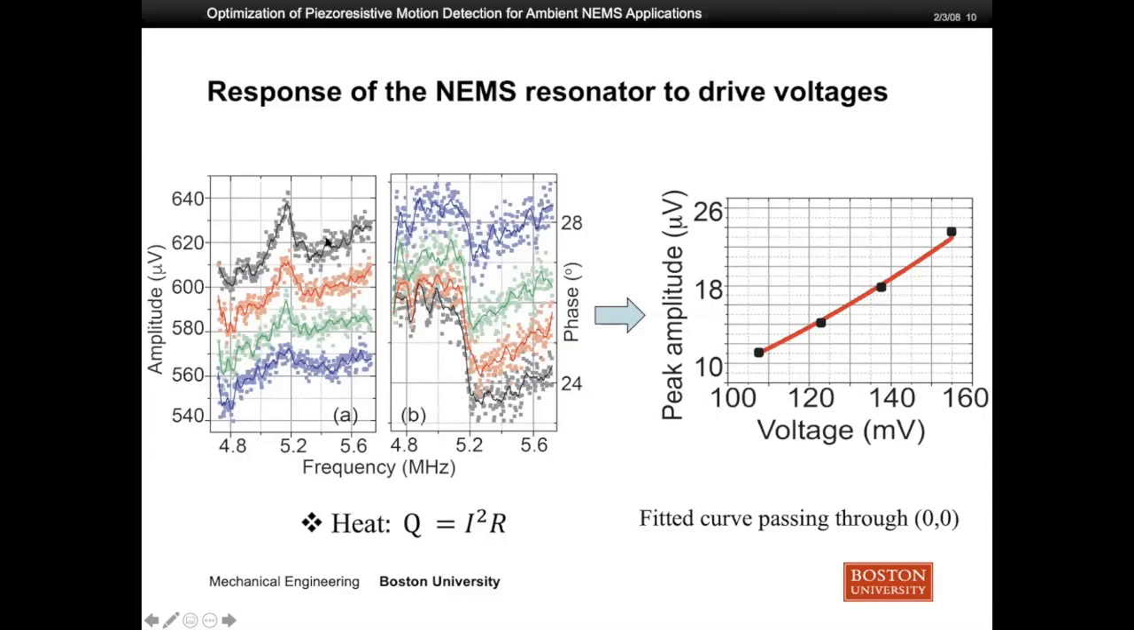larger amplitude. Here I plot the peak amplitude as a function of drive voltage, where the peak amplitude is obtained after background reduction. The black dots are the experiment data, and you can see it is fitted quadratically by this red curve. The reason is that the thermal energy dissipated on the beam has a quadratic dependency on the drive voltage. You can see this also agrees with our experimental result. Also, the phase curve passes through the 0 point.